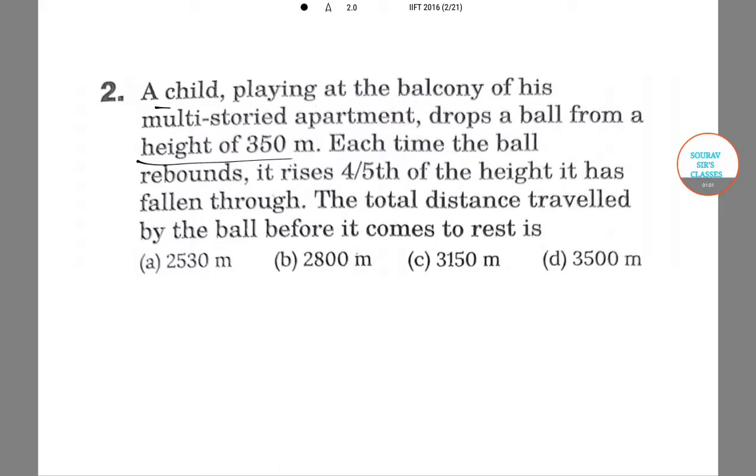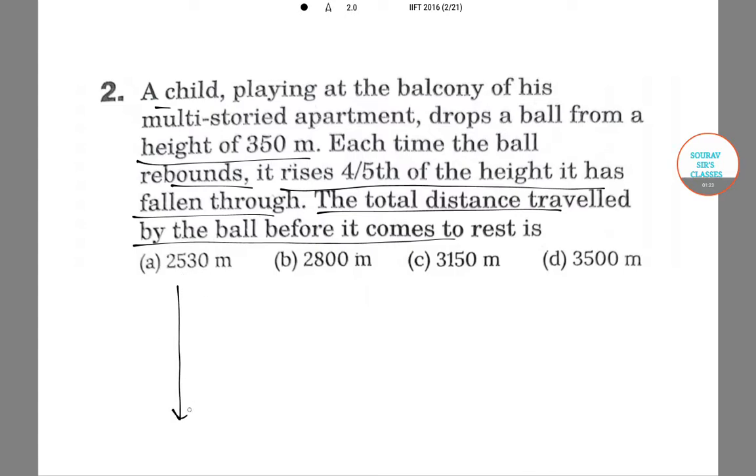The next question is, a child playing at the balcony of his multi-storied apartment drops a ball from a height of 350 meters. Each time the ball rebounds, it rises 4/5 of the height it has fallen through. The total distance traveled by the ball before it comes to rest is. So, initially, the ball fell down 350 meters. Say this is the ground.